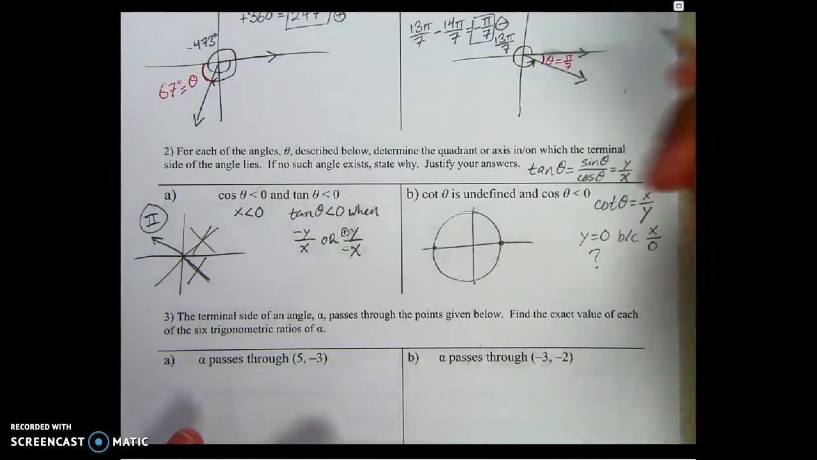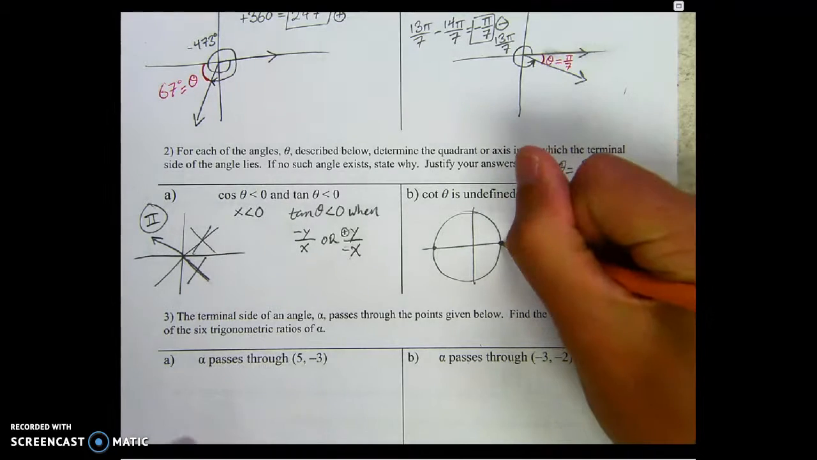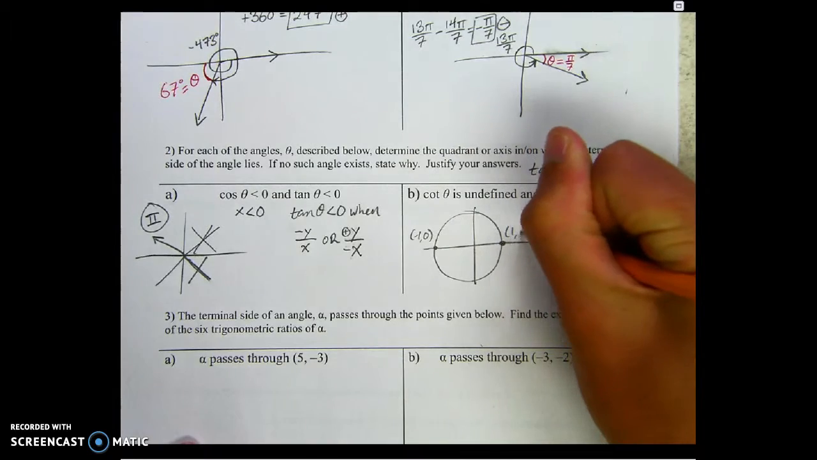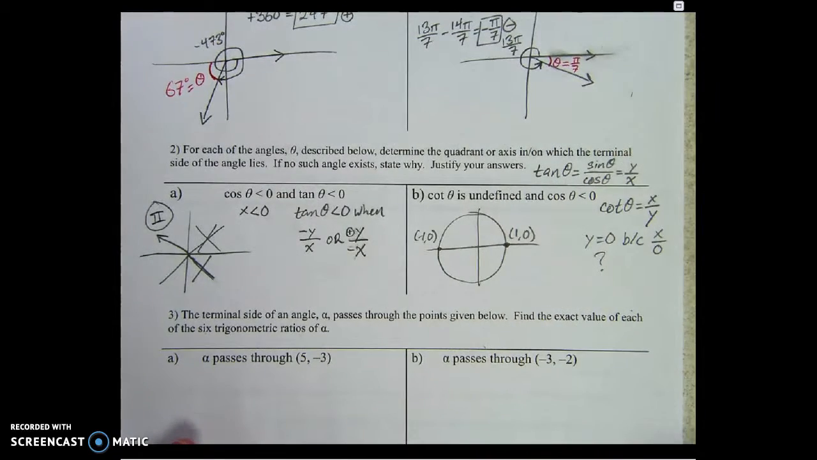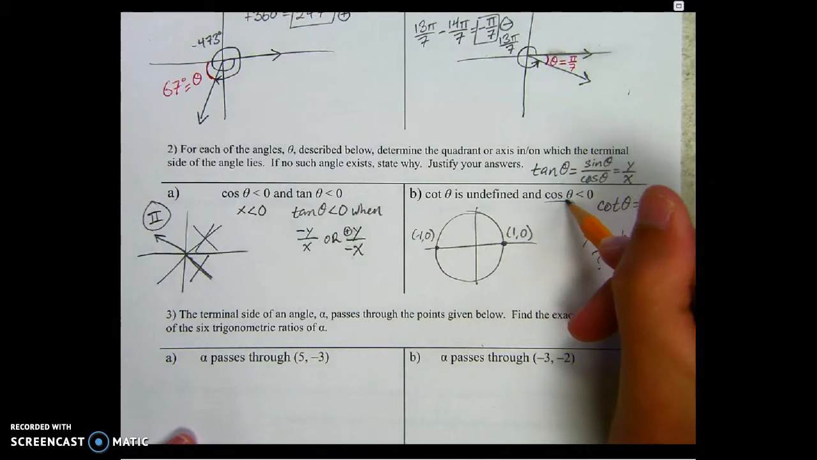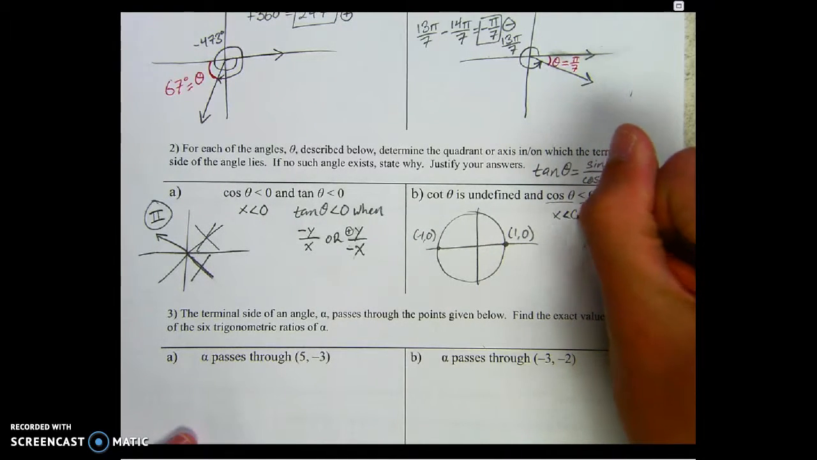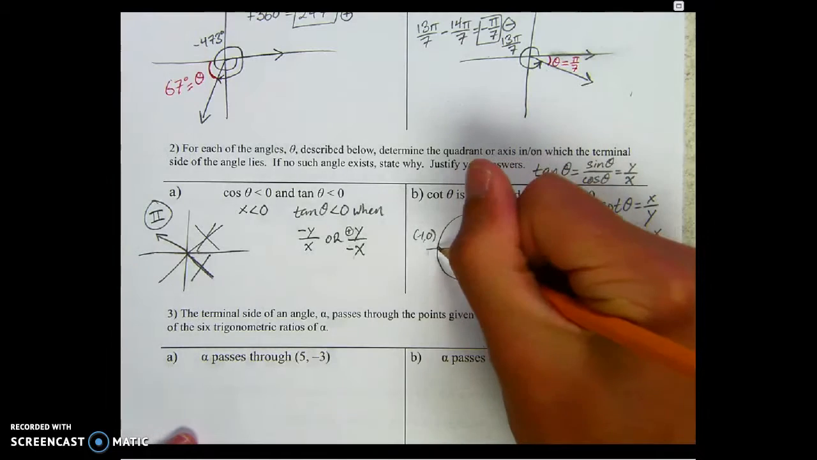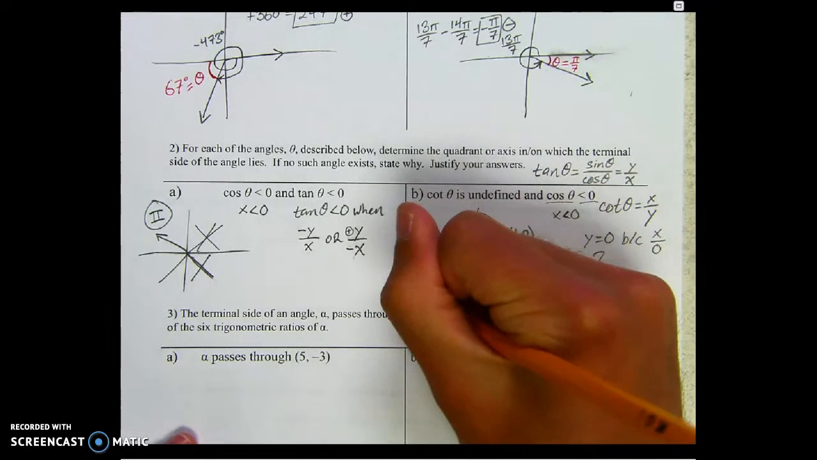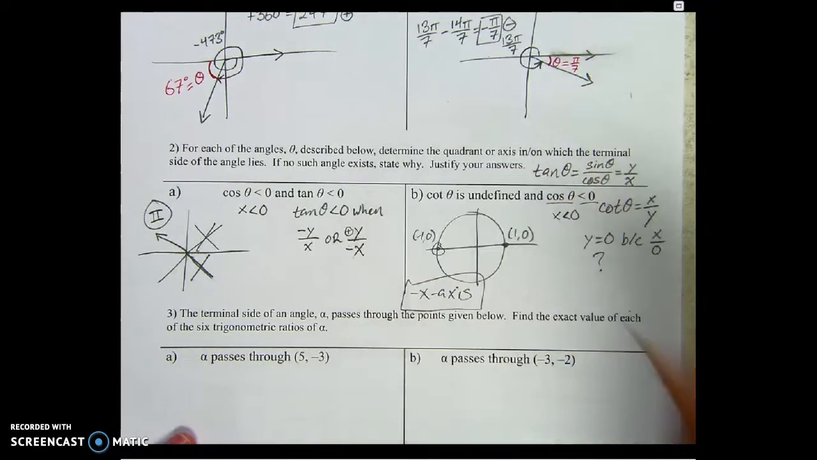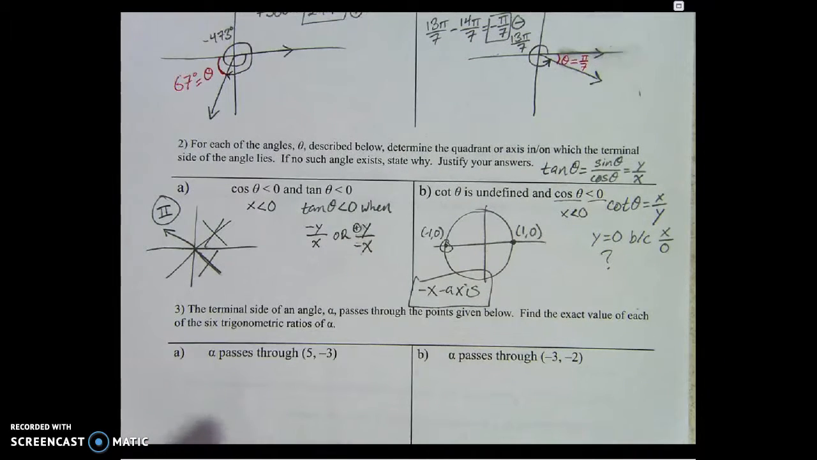So, at what point is our y value equal to 0? It's going to happen over here at 1, 0 or negative 1, 0. All right? And we also need to satisfy that the cosine of theta is less than 0. That means that the x values are going to be less than 0, or negative, right? And where are the x values negative? Right over here on the negative x-axis would have been the answer to that one. So that's how we satisfy both of those requirements.